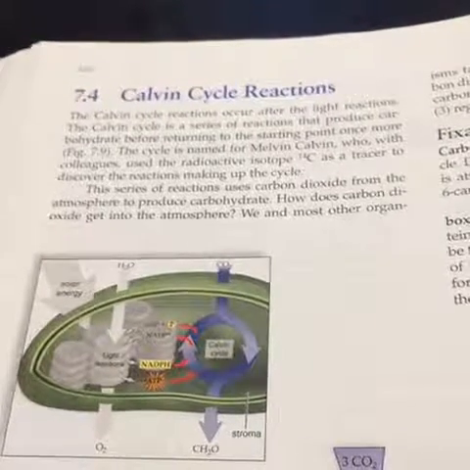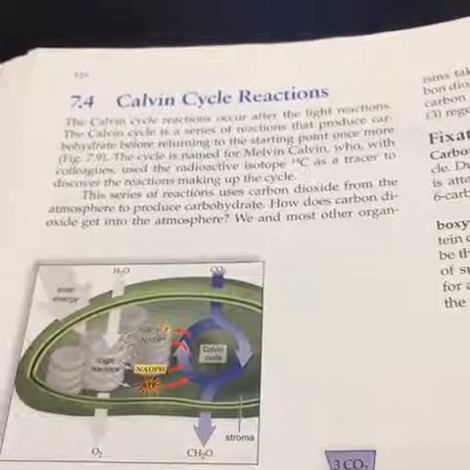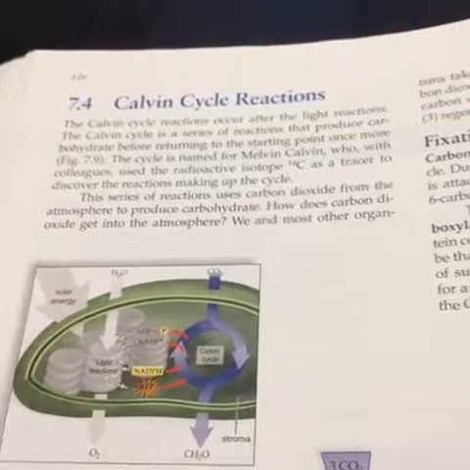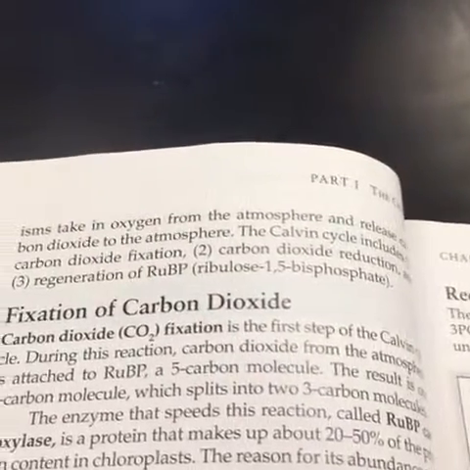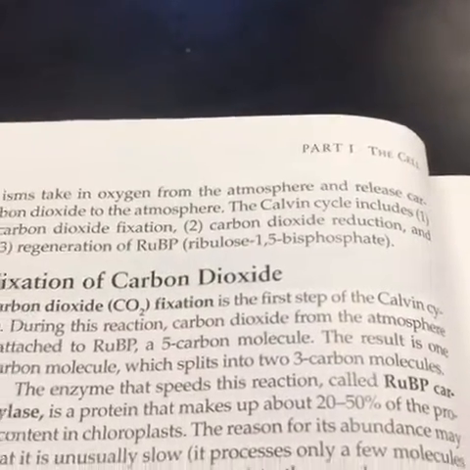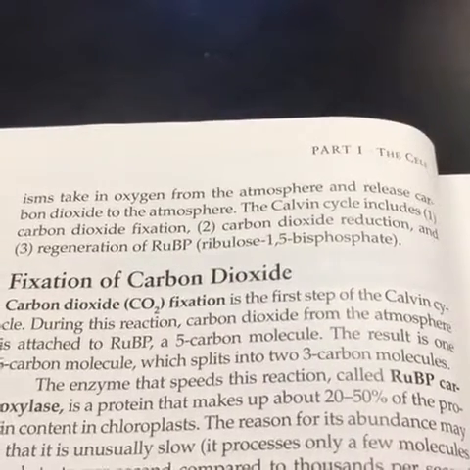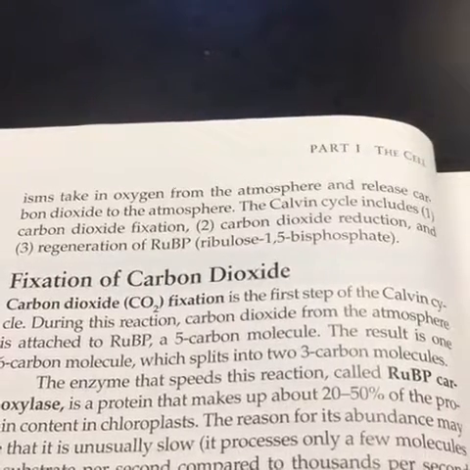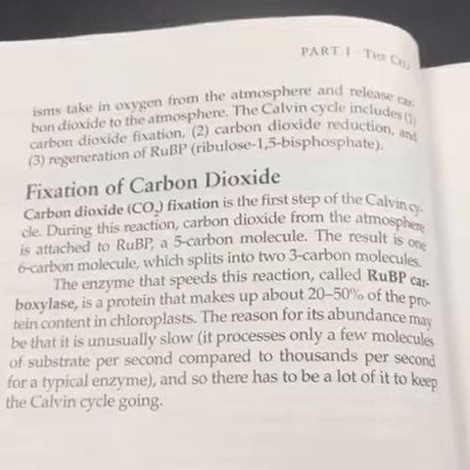This series of reactions used carbon dioxide from the atmosphere to produce carbohydrate. How does carbon dioxide get into the atmosphere? We and most other organisms take in oxygen from the atmosphere and release carbon dioxide to the atmosphere. The Calvin cycle includes 1) carbon dioxide fixation, 2) carbon dioxide reduction, and 3) regeneration of RuBP, ribulose 1,5-bisphosphate.